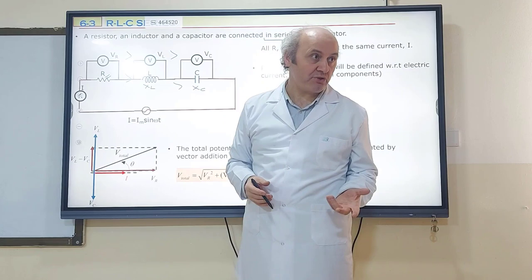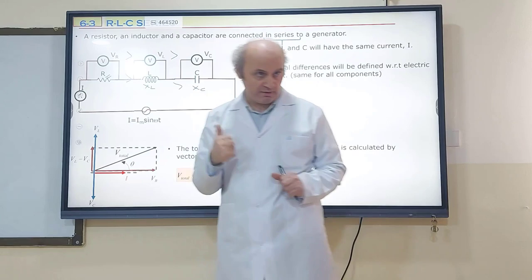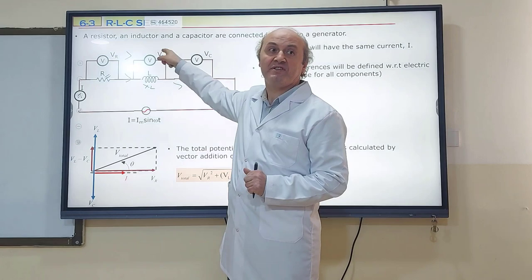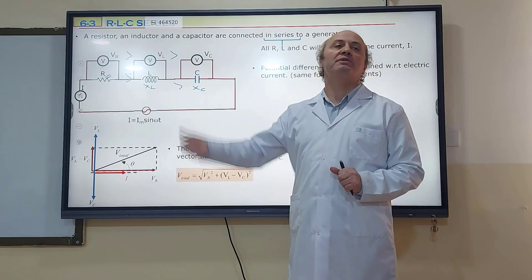And also, we know that in a pure resistor, electric current and potential difference are in phase. We draw two vectors in the same direction. For a pure coil, electric current and potential difference are out of phase by 90 degrees. Because it's self-induced, VL, the potential difference, is leading the electric current. But in a capacitor, again the phase angle difference is pi over 2, but this time electric current is leading, the potential difference lags behind.